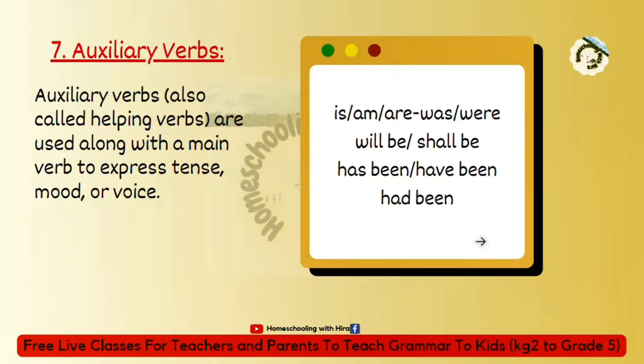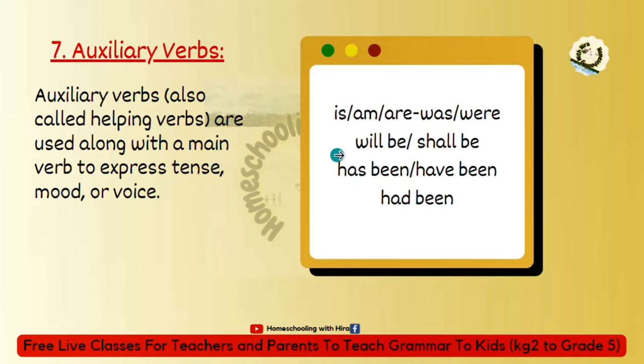Next one. Auxiliary verbs. What are auxiliary verbs? Auxiliary verbs are helping verbs. Right? They are used along with a main verb to express tense, mood or voice. Auxiliary verbs kya hote hain? Ye helping verbs hote hain, jo main verb ke saath aate hain, most of the time sentence ka tense batane ke liye.